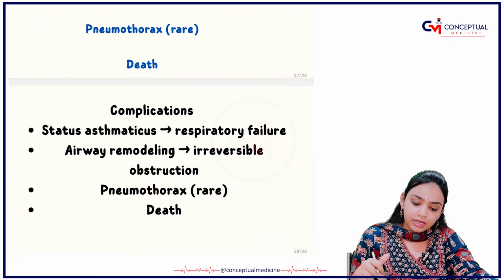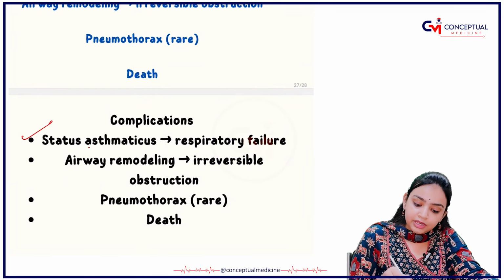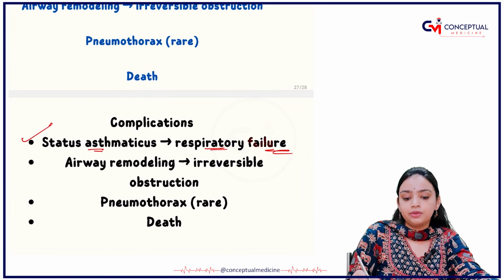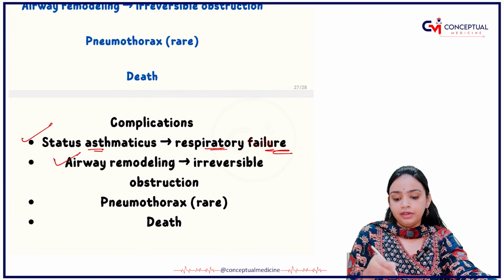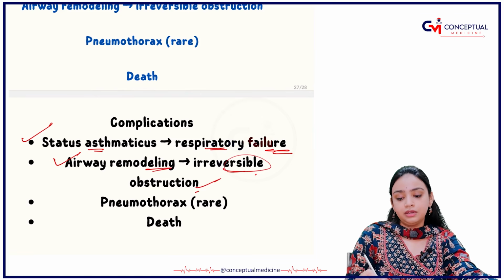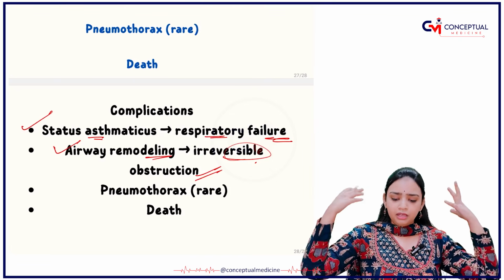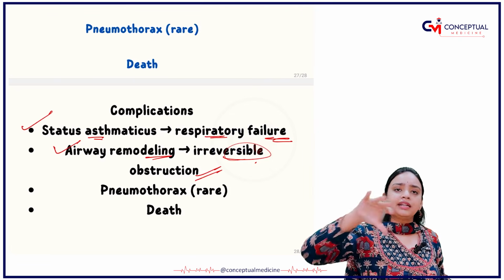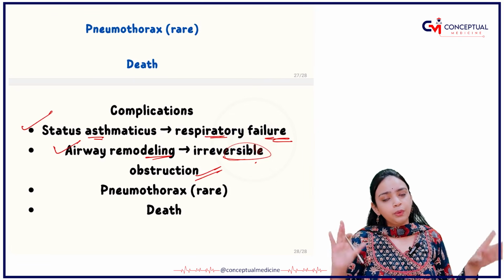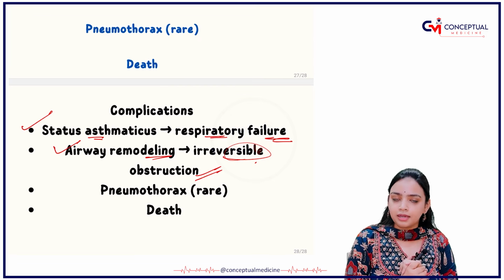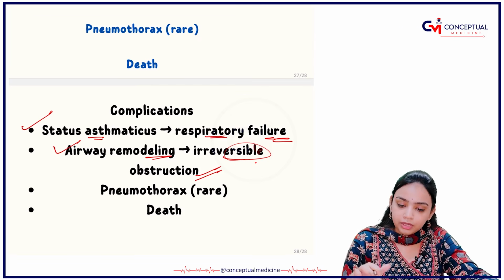What are the complications that can occur? If there is status asthmaticus, it will lead to respiratory failure. If there is airway remodeling, it leads to irreversible obstruction. And there can be pneumothorax, which is very rare, and at last if everything fails, you will see that the patient is dead. Okay, so this was all about the asthma portion.